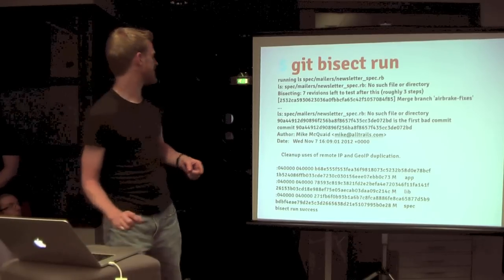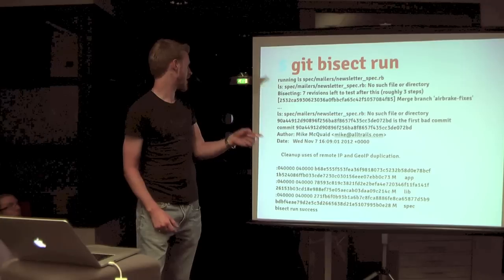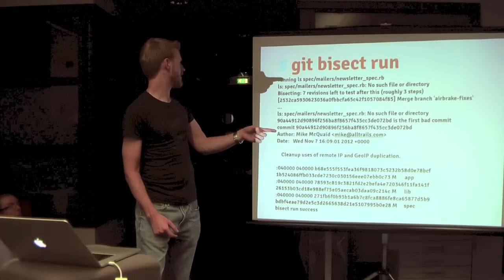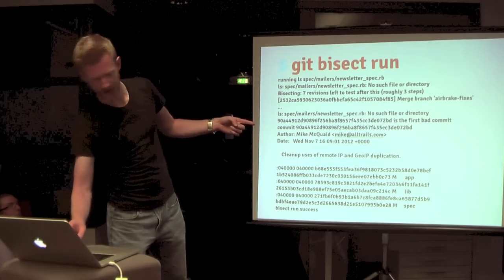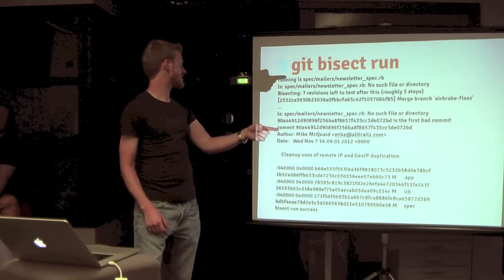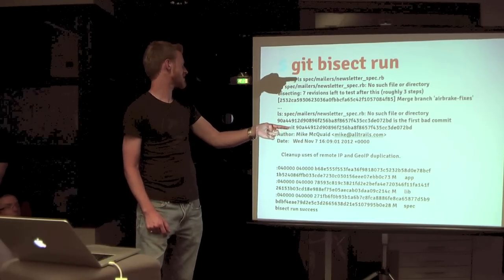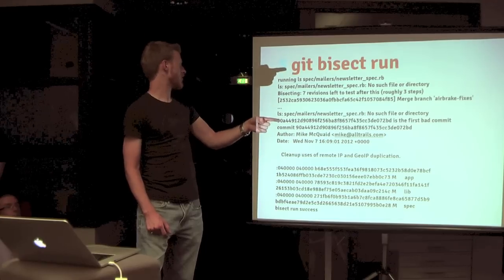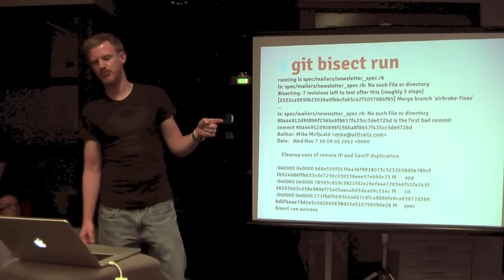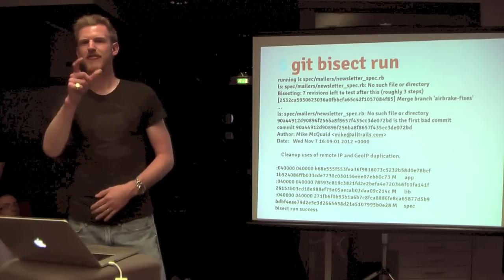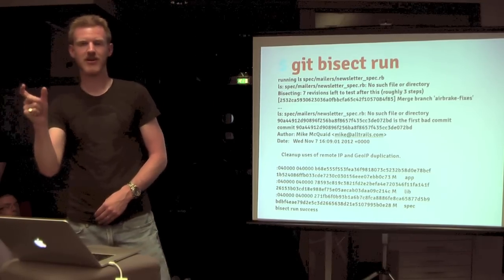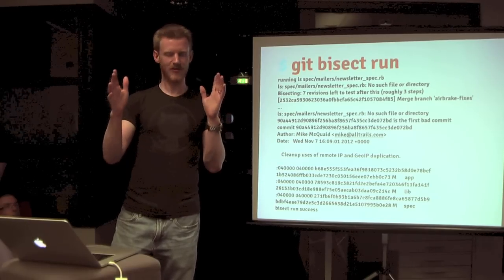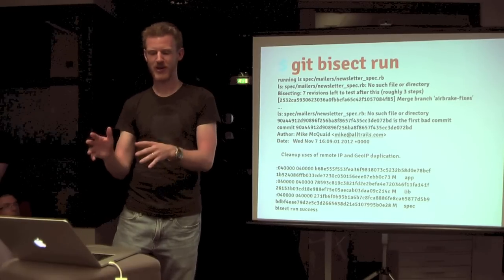So in this case, say I have a particular test, which is this spec mailers newsletter spec.rb. So what I can do is use git bisect run, and then effectively give git bisect run the actual test. And if you know about Unix exit codes, good. If you don't, you might struggle with this a little bit.